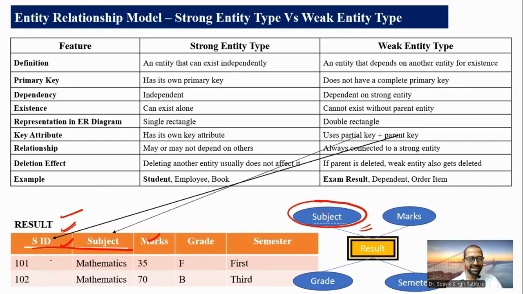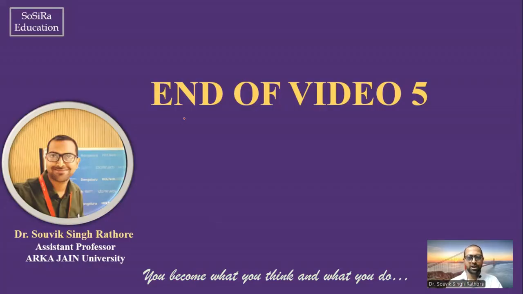Suppose a record says SID is equal to 101, subject is mathematics, marks is 35, grade is F and semester is first. Can this result exist without the student ID 101? No. If there is no student ID 101, this result record becomes meaningless. Similarly, the second record depends completely on the student 102. This clearly shows that result is always a weak entity type. It cannot exist independently.